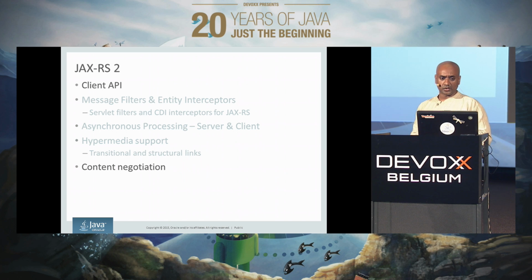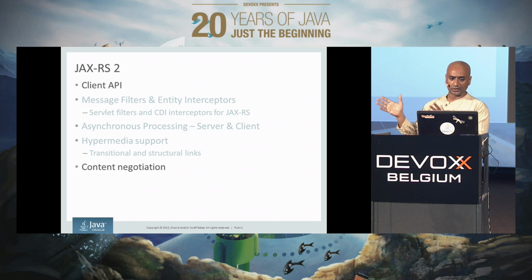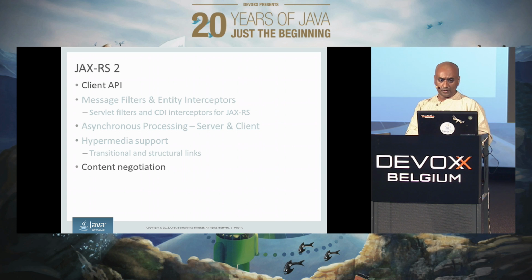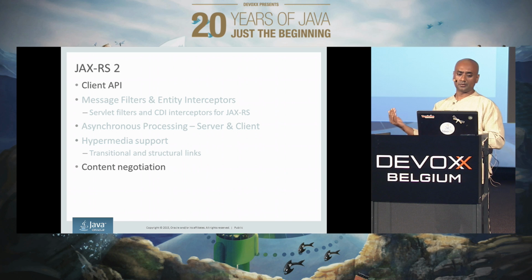Other than this, the JAX-RS 2 API also added a whole bunch of other things. So it added message filters and entity interceptors. This bears a little bit of explanation. Message filters are basically very similar to servlet filters, only applied with the JAX-RS syntax. Similarly, entity interceptors are similar to CDI interceptors, again done in a sort of JAX-RS-ish syntactical sugar.